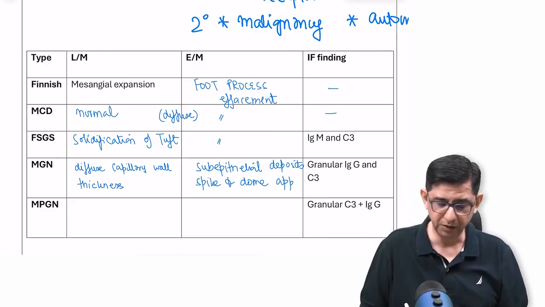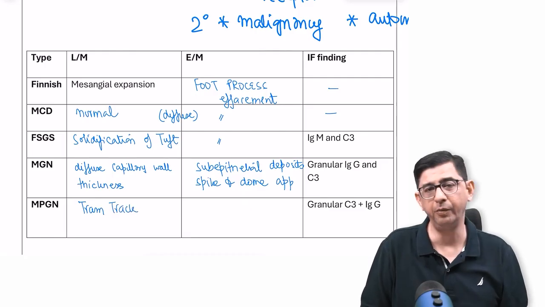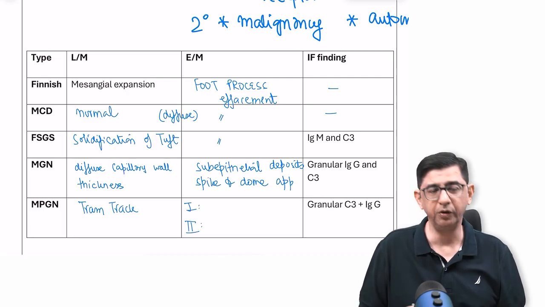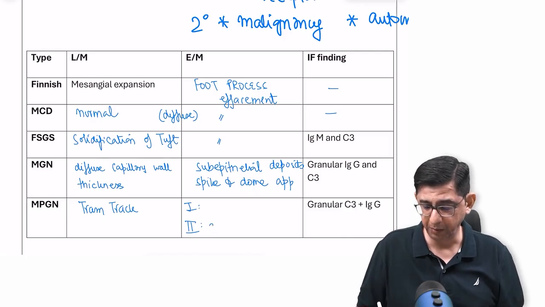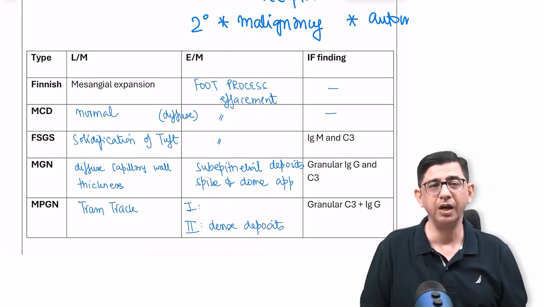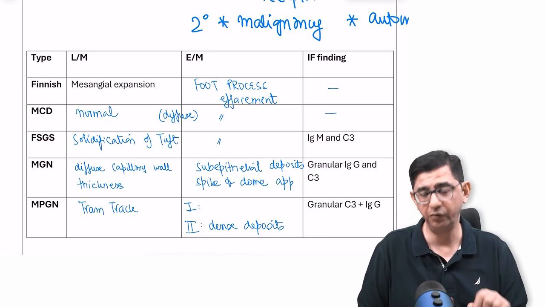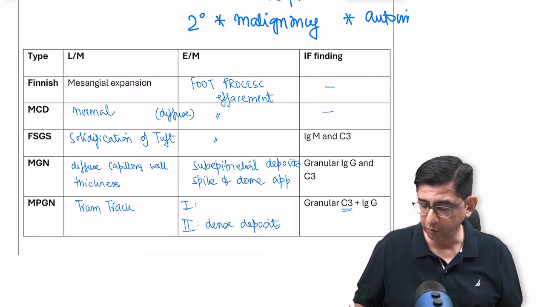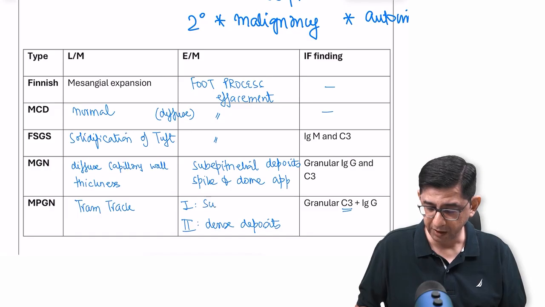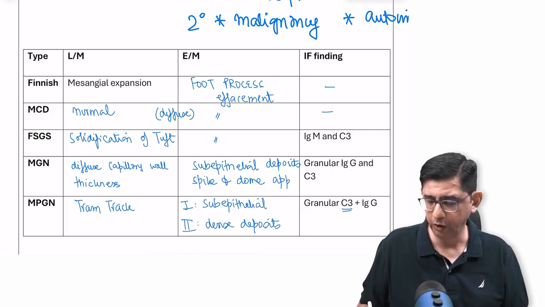And just for the sake of comparison, I'm introducing MPGN also, that is one in light microscopy having a tram track appearance. Then this is of 2 varieties, that is 1 and 2. So for the second one, the important terminology to be remembered would be presence of dense deposits. That is why it is called dense deposit disease. And you will also notice that in MPGN, I'm emphasizing the word first, granular C3 deposits. Obviously both are present, but predominantly would be the C3 deposits with immunoglobulin G. For the type 1 variety of MPGN, it is standard subepithelial deposits only, but there would be no mention of the word spike and dome appearance.